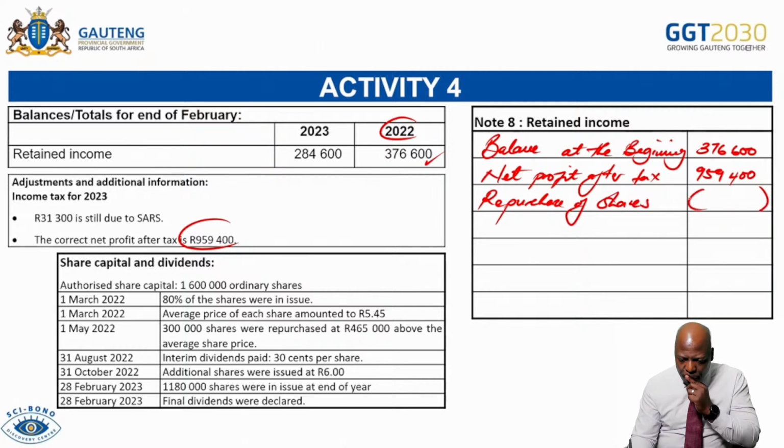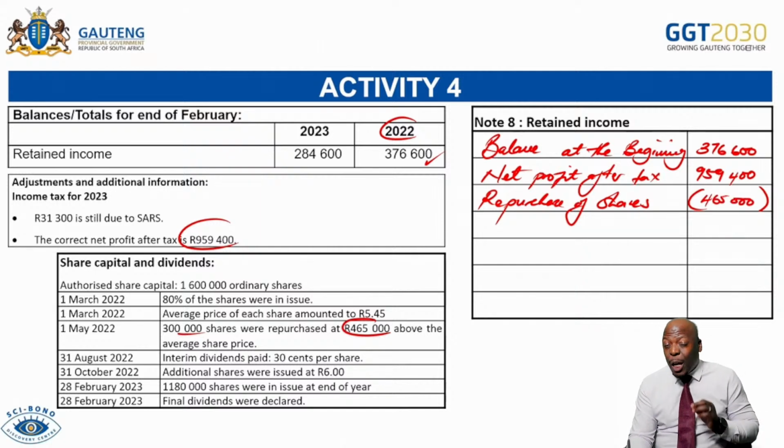Okay. How many shares were repurchased? 300,000 shares were repurchased at 465,000 above. Oh, this one was easy. We're given everything here. So I come here, it's 465, because in the retained income, we record the amount above the average price. And then we're going to come here now.